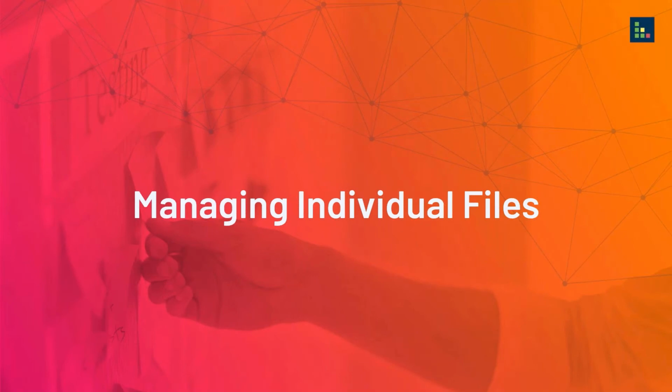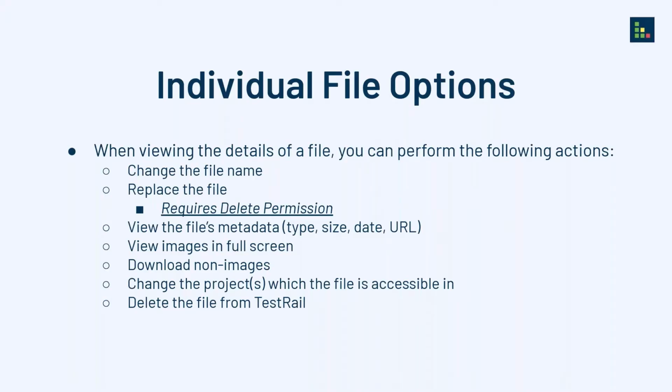Now, some of these features will depend on what permissions you have inside of TestRail, and we will cover that now. When you are viewing the details of an individual file, we've added the following options. You can now change the file name. So if you uploaded a log file with a random name, you can now just go in and make a change to replace it with a more user-friendly name. Same thing with copied images and screenshots. It allows you just to change that to something more user-friendly if you need to.